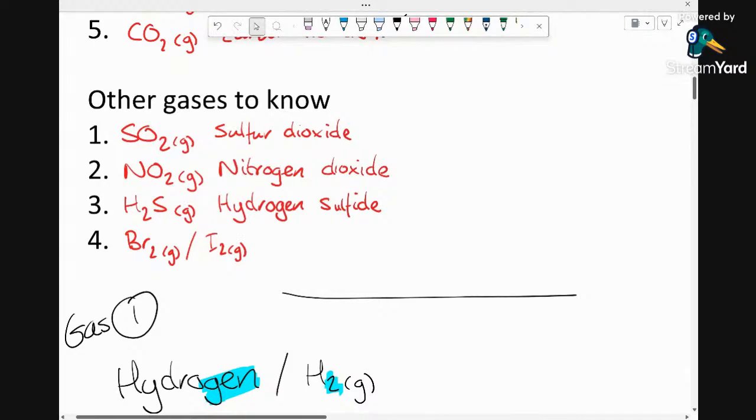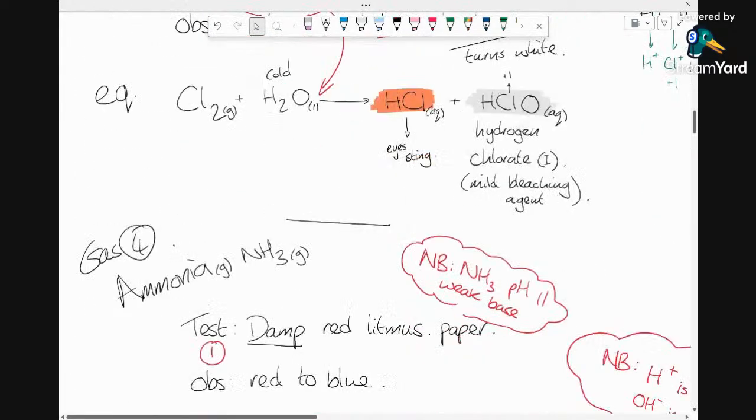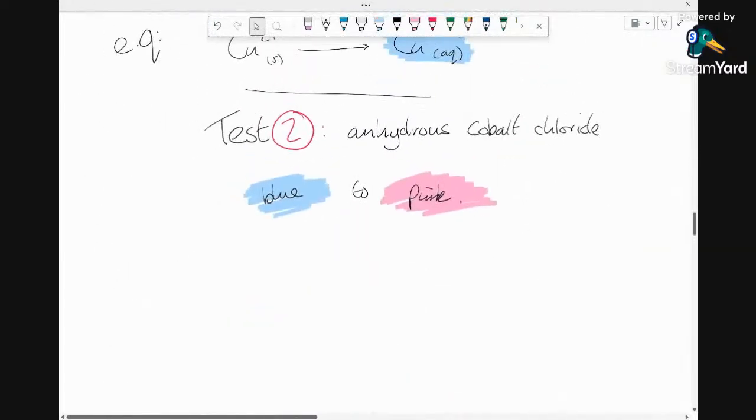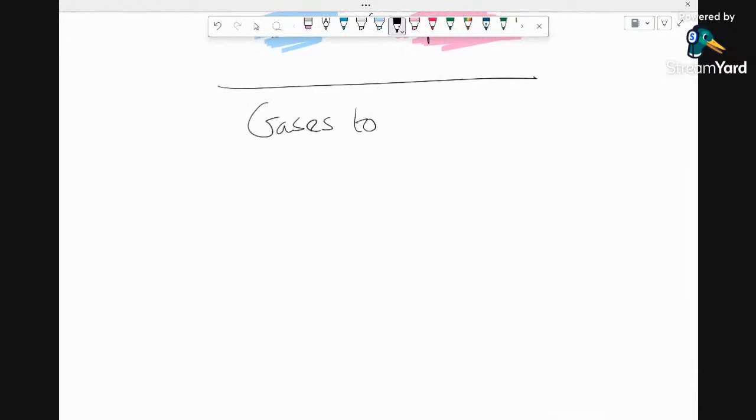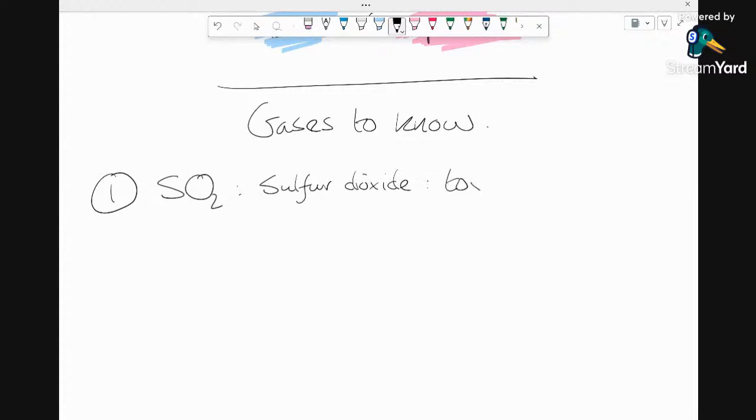So sulfur dioxide is a choking gas, very toxic. I'm gonna add this in. So gases to know. It seems reasonable. If I'm gonna do a lesson like this that I get to keep online, it's nice to be thorough about it. So gases to know. Okay, so let's just start off with gas number 1, and that's SO2. SO2 is sulfur dioxide. It is a toxic choking gas.